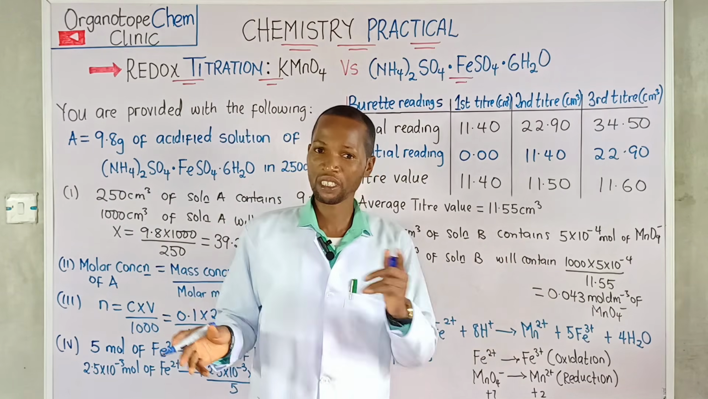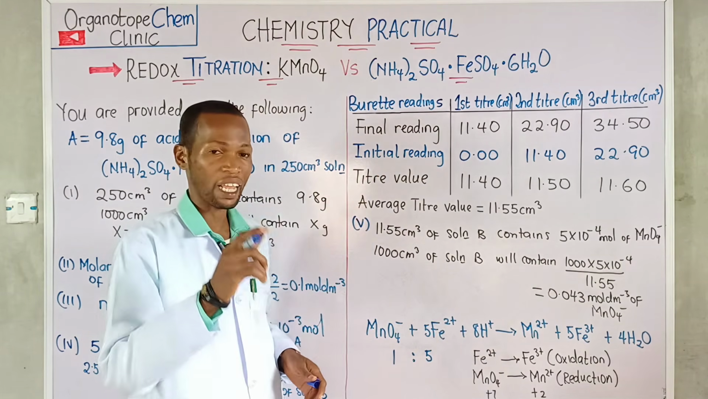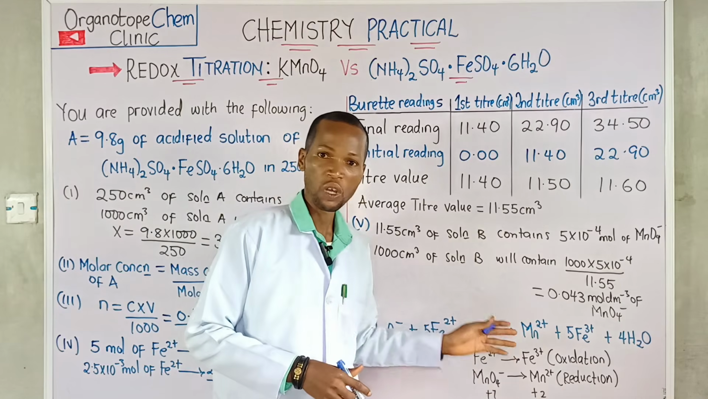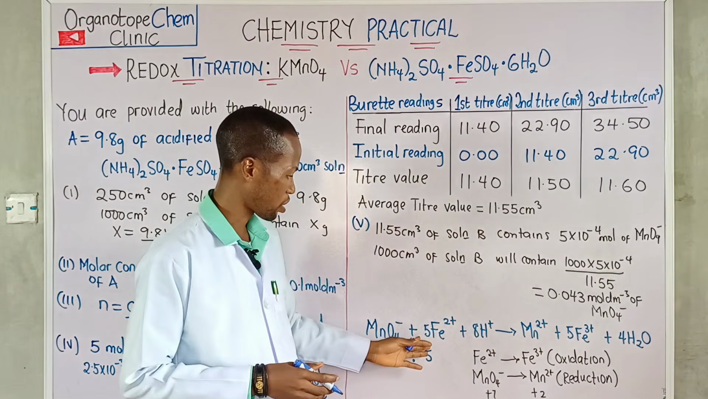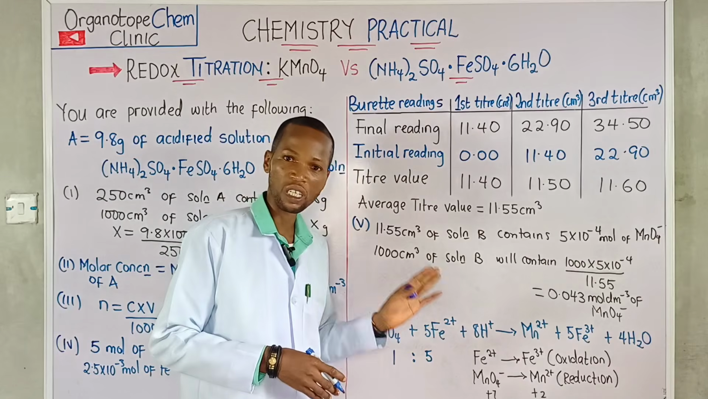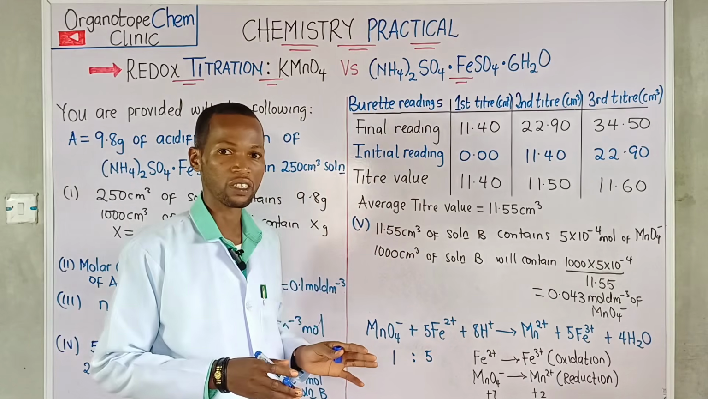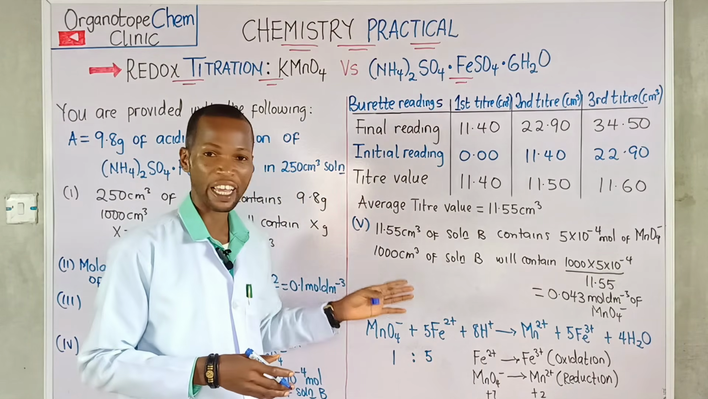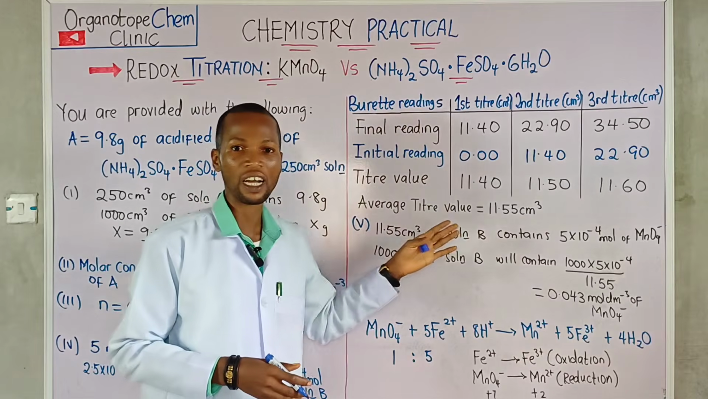Note these exam tips. If you are not good at balancing redox reaction, make sure you memorize the ionic equation. From the ionic equation, we have 1 mole of manganese ion reacting with 5 mole of iron 2 ion. Note that this mole ratio is extremely important during the calculations.